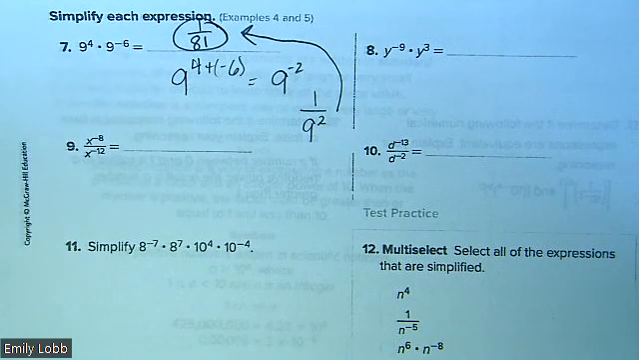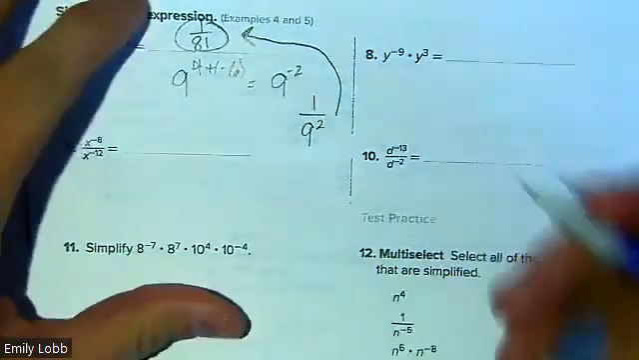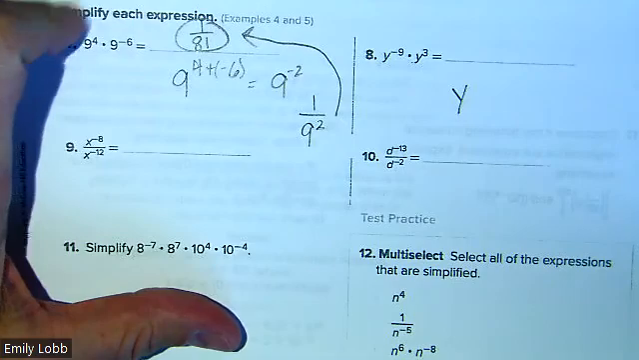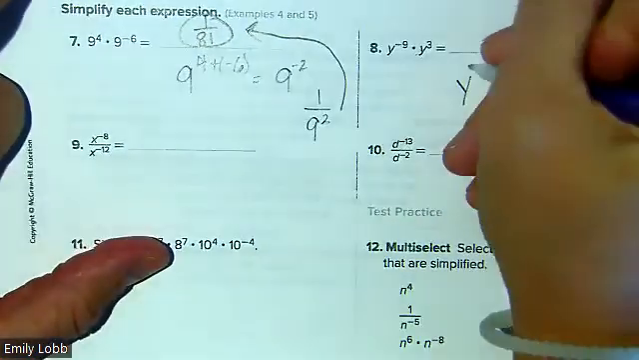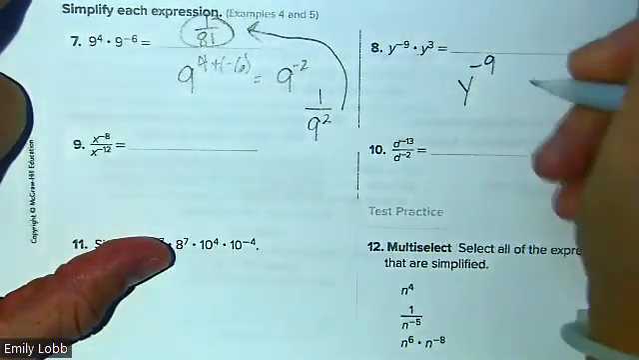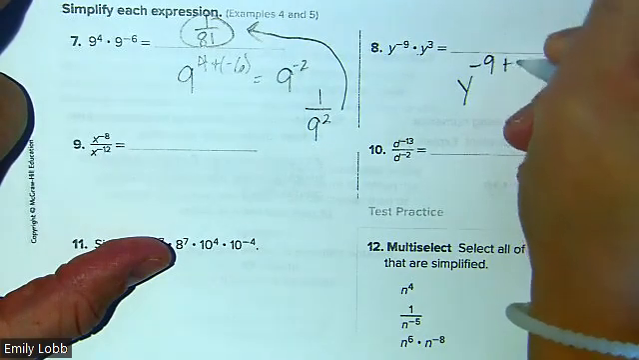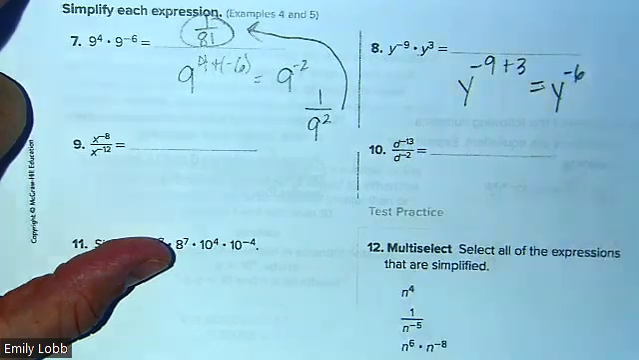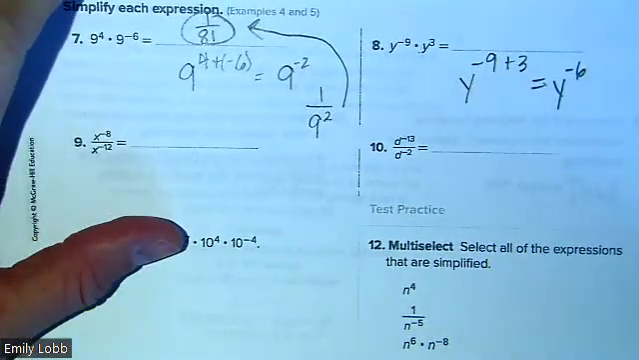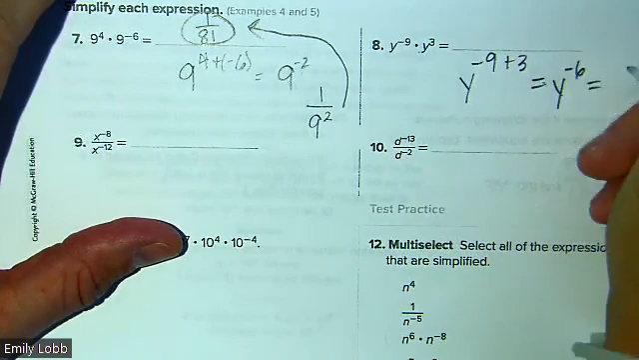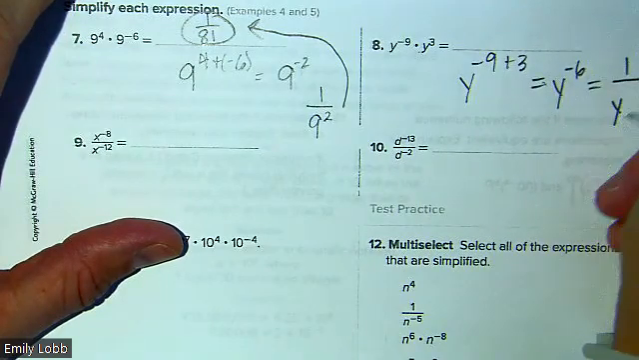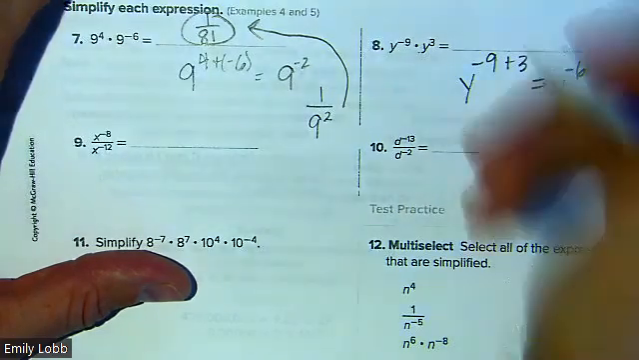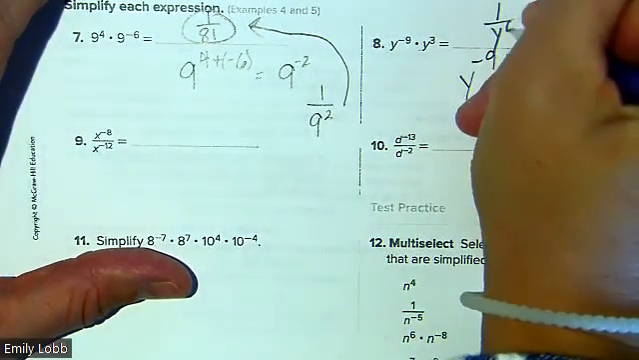Same with number 8. Our base is the same, so we're adding them because that's our product of powers property. -9 plus 3 is negative 6. We can't have that negativity. All right, so we've got 1/y to the power of 6. And that's as simplified as it gets.